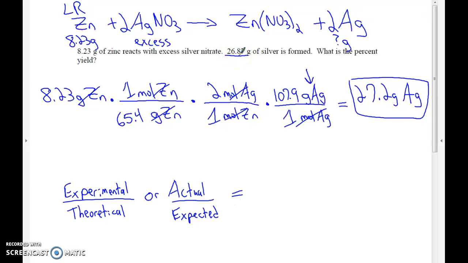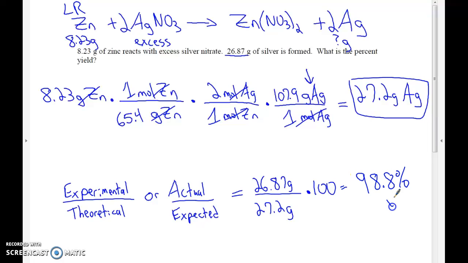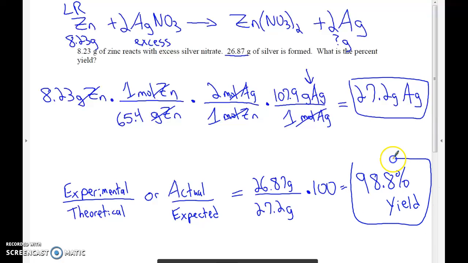So now I have to do this to figure out what the percent yield is. So I take that 26.87 grams, the experimental or actual yield, divide it by the theoretical, which you get from doing the stoichiometry problem. Now that's going to give you a decimal. What we have to do is multiply that by 100 because we want it as a percent. So you get 0.988, multiply that by 100, and it's telling you a 98.8% yield, which is a pretty good yield.